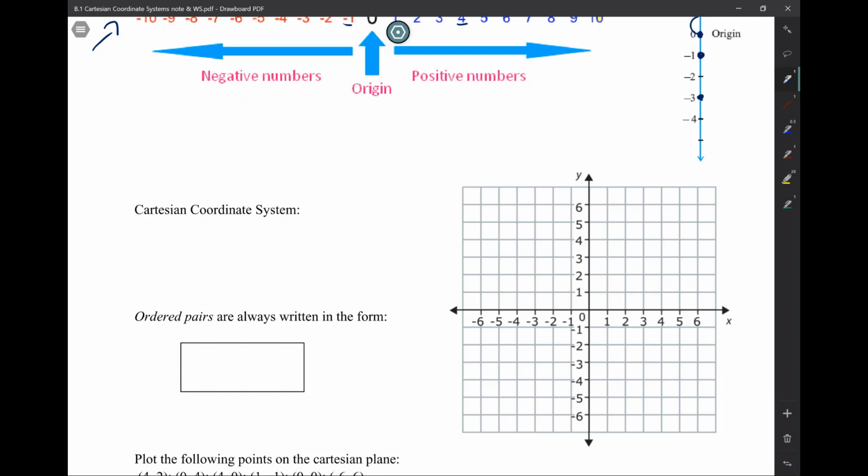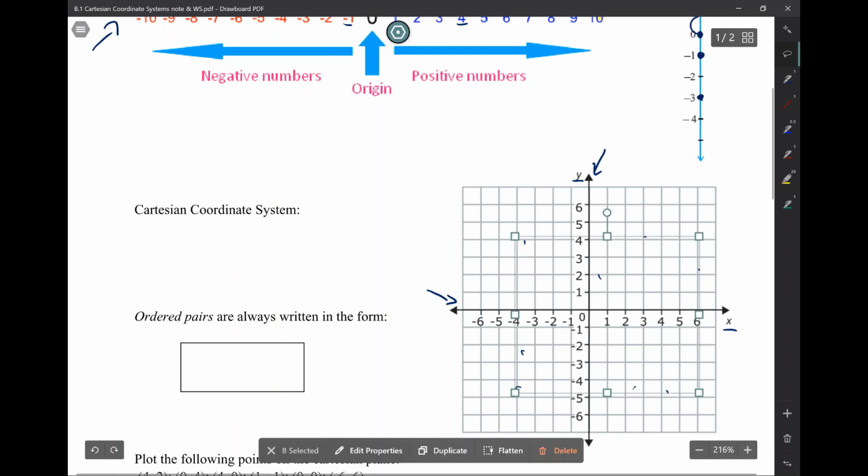A Cartesian coordinate system has a horizontal number line right here, that's our x-axis. It has a vertical number line right here, that's our y-axis, and a Cartesian coordinate system can describe any point within here by just two numbers. That's an x and a y coordinate.